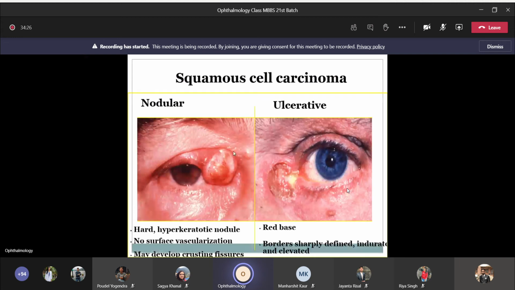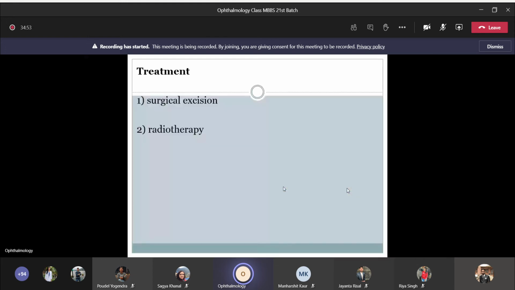So this is the picture showing nodular type of squamous cell carcinoma, which is hard, hyperkeratotic nodules, and there is no surface vascularization as in case of basal cell carcinoma. It may develop crusting features. And this is ulcerative type, which has red base. Borders are sharply defined, indurated, and elevated. Treatment is the same, surgical excision, radiotherapy. So this is mostly done by oncologist.